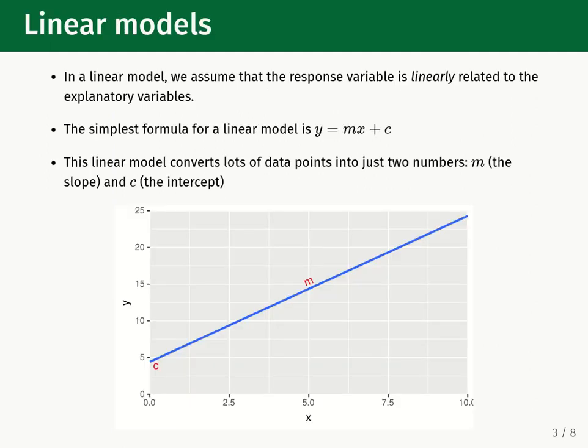Now, in 2 dimensions, a linear model is just a straight line. You have probably encountered the formula for a straight line before, y equals mx plus c, where m is the slope of the line and c is the point where the line intercepts the y-axis. Different people use different letters for the slope and intercept, but we're going to stick with m and c.